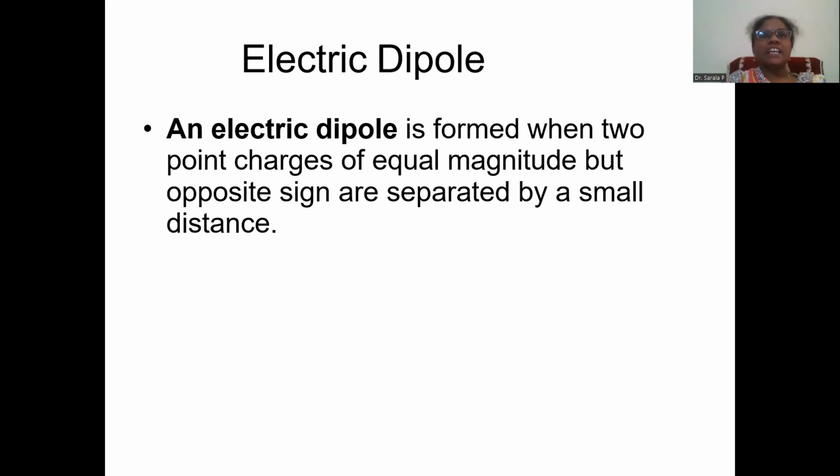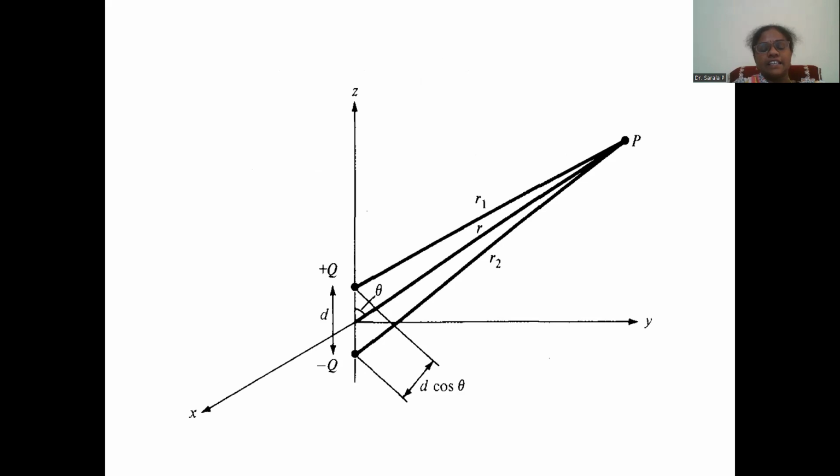If they are separated by a large distance, that is, one electric charge is at one place and another electric charge is at a far away place, we can't say that these two are dipoles. So there must be a small distance between these two charges. Then only we say this is an electric dipole.